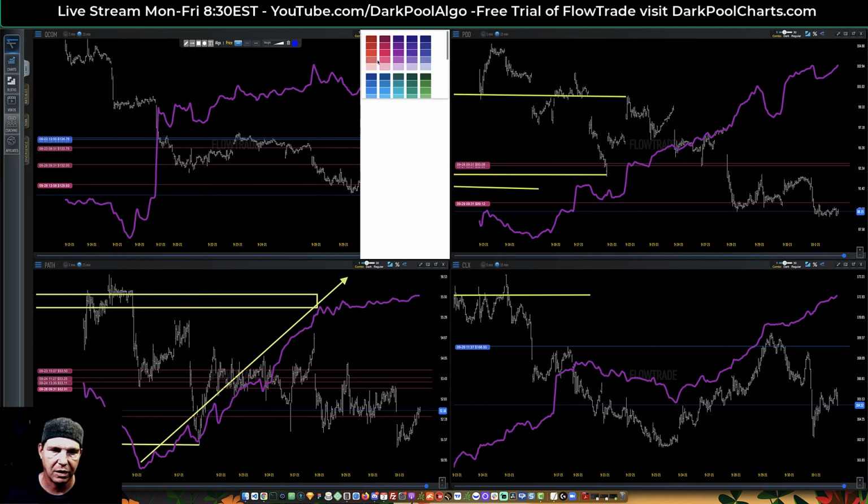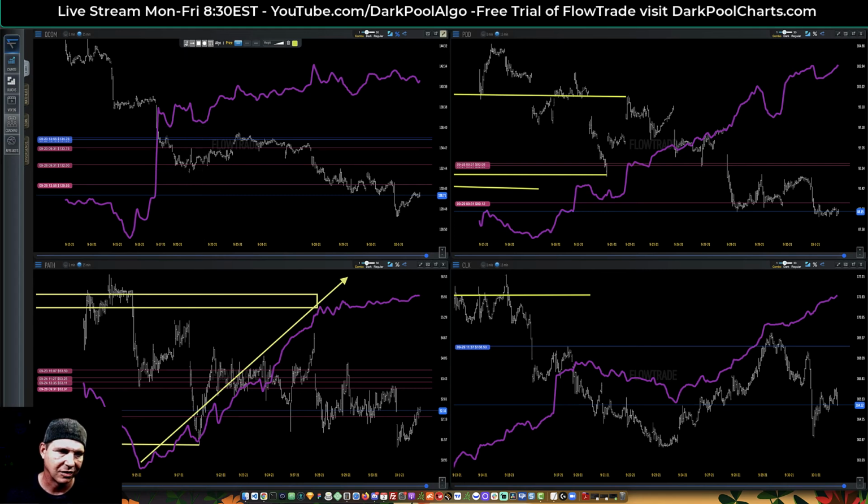Okay, with Qualcomm, this is gentle rolling divergence, right? The algo is steady net buying. It's got its own little channel that it's in.